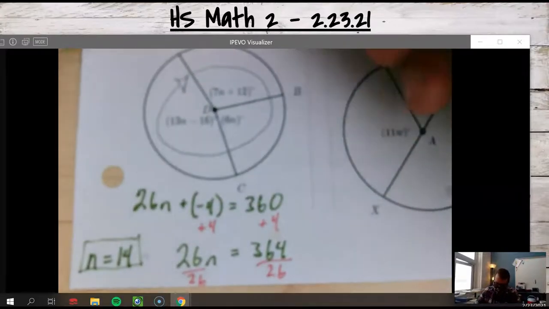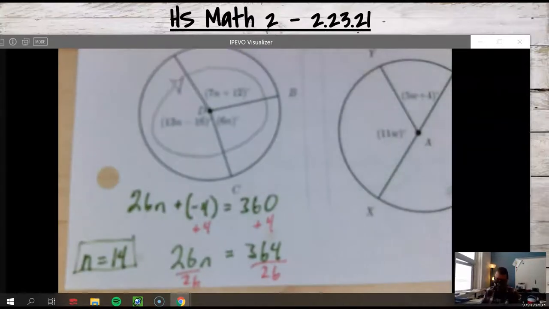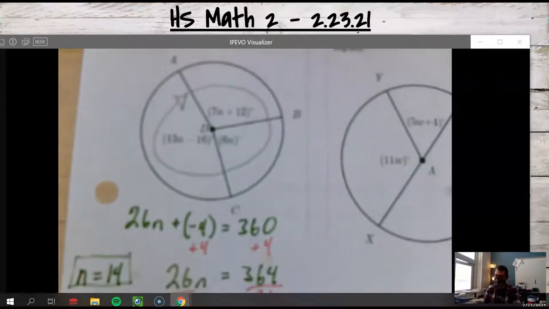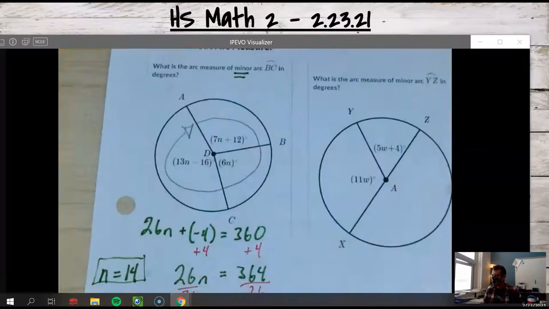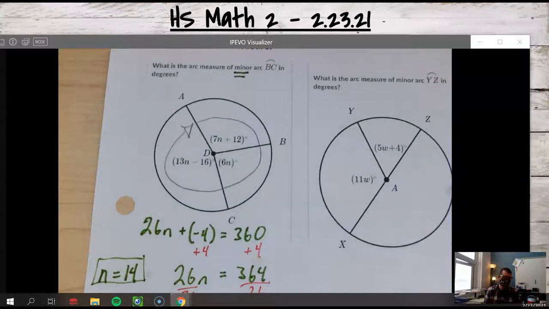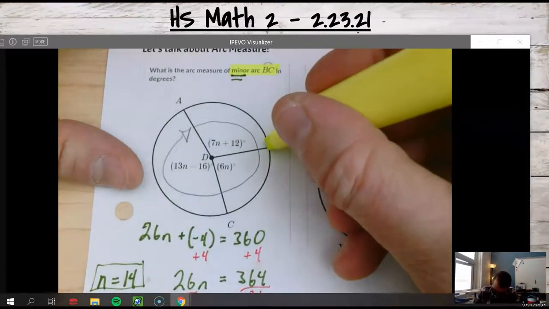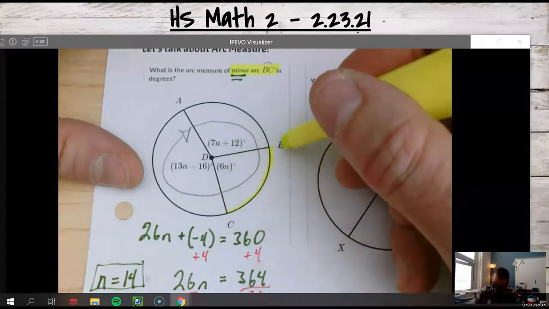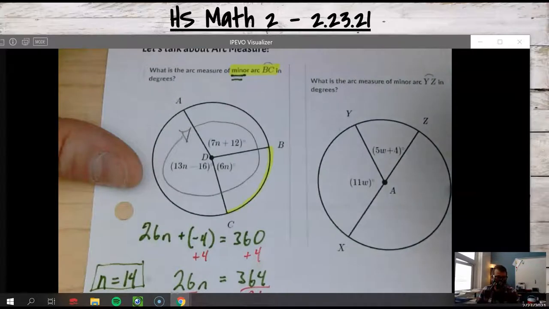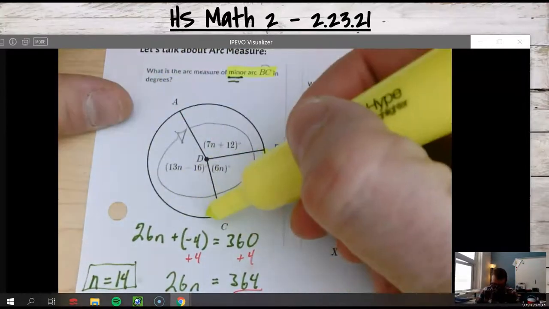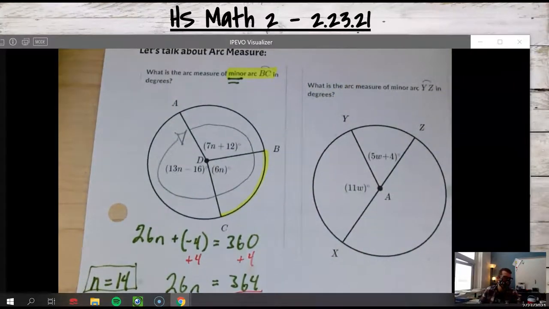So now they say minor arc BC. Anybody able to talk to me about what minor arc means? Does that mean it's like less than 18 years old? Well, compared to what? Minor versus major. So when we see minor arc BC, that tells us it is less than half the circle between B and C. There's also major arc BC, and it's the other. It's a semicircle. They'd probably just say arc.